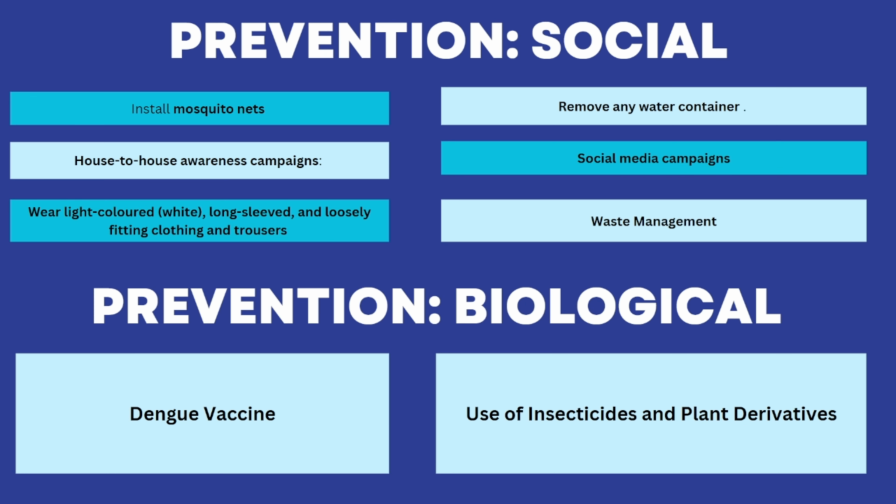Okay, now we go through the prevention methods. There are 3 prevention methods as stated by the MPM: social, economic, and biological. But for dengue, normally we focus on social and biological. So social, of course, is like us, what we can do.